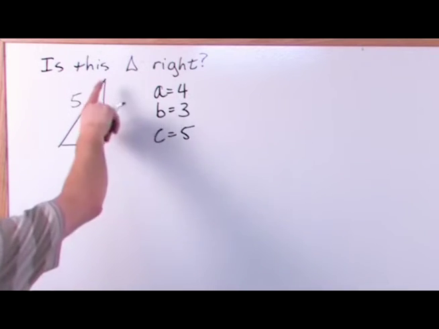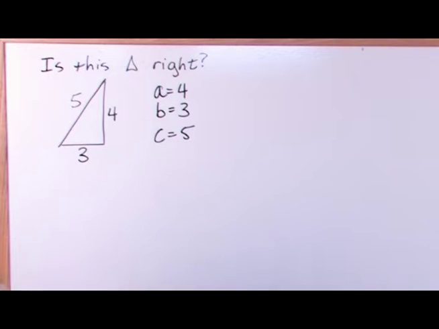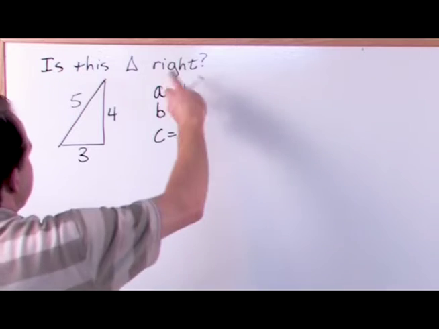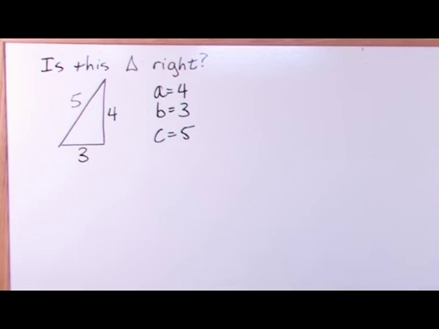So if this is a right triangle, the longest side has to be the hypotenuse, which has to be c, and it has to be 5. And the other two, the legs, it doesn't really matter. I just put a as 4 and b as 3. It doesn't matter if I flip the order of those or not. As long as I got the hypotenuse right, I'm going to be okay.